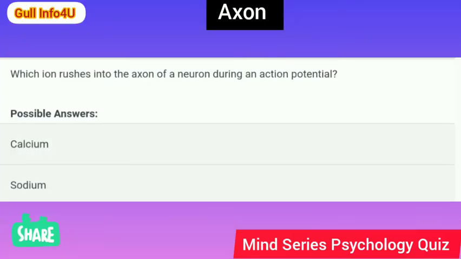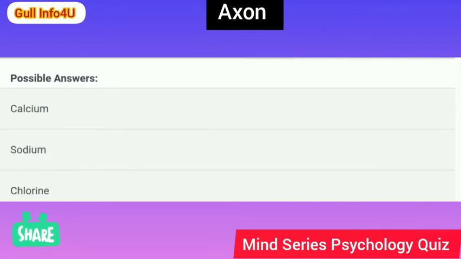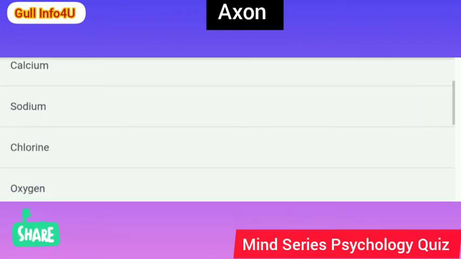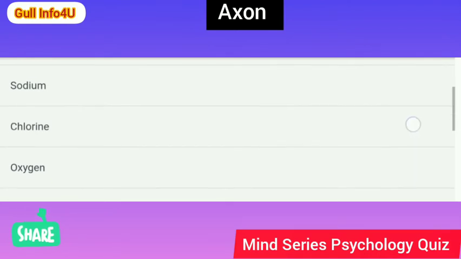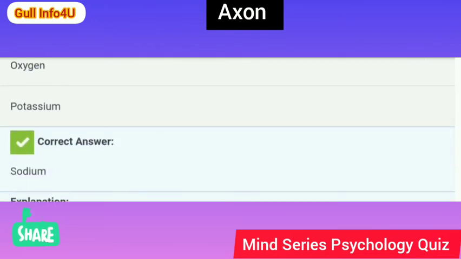Question: which ion rushes into the axon of a neuron during an action potential? The possible answers: 1. Calcium, 2. Sodium, 3. Chlorine, 4. Oxygen, 5. Potassium. Take time, think wisely. The correct answer is sodium.